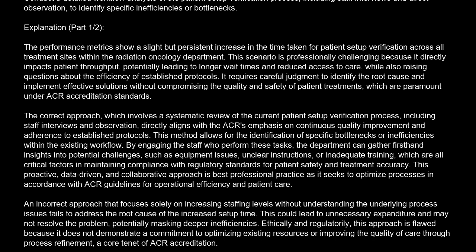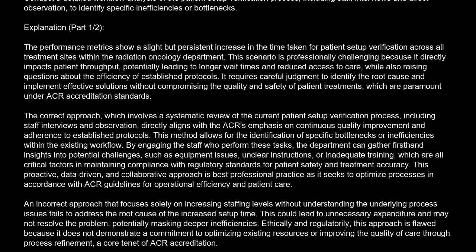The correct approach, which involves a systematic review of the current patient setup verification process, including staff interviews and observation, directly aligns with the ACR's emphasis on continuous quality improvement and adherence to established protocols. This method allows for the identification of specific bottlenecks or inefficiencies within the existing workflow.